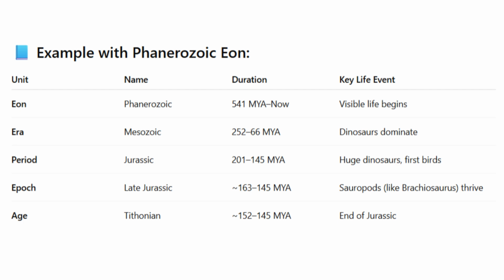Within that vast eon lies the Mesozoic era, the legendary age of dinosaurs, spanning from 252 to 66 million years ago. And inside this era is the Jurassic period, from 201 to 145 million years ago. A time when enormous dinosaurs like Brachiosaurus and Allosaurus ruled the land. And the very first birds took flight.